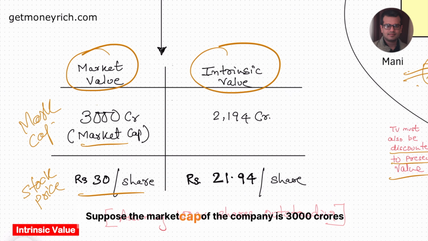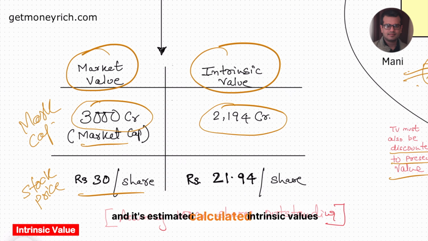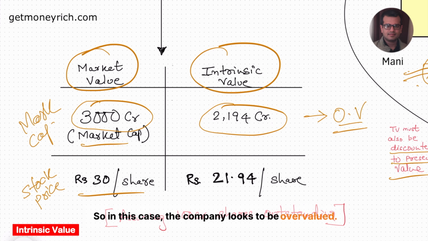Suppose the market cap of the company is 3000 crores and its estimated calculated intrinsic value is 2194 crores. So in this case, the company looks to be overvalued. Why? Because the market cap is more than the calculated intrinsic value.